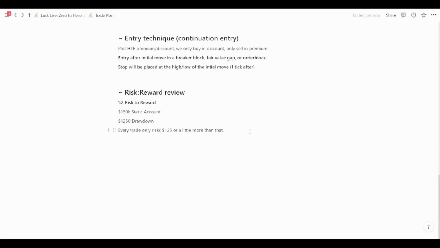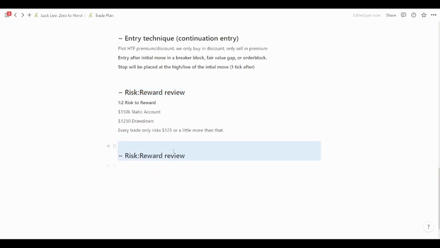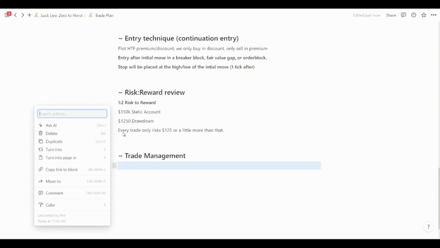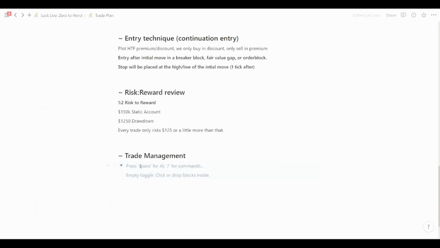So for profit taking, oh, there it is. Something I missed. Here we'll dupe this. Trade management. So we're going to have our profit taking. Where? Okay, do they not have the? Oh, here it is. The toggle list. Okay.